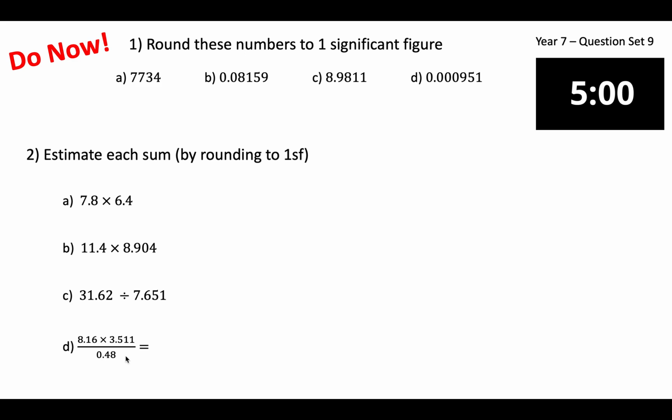So there's some rounding of significant figures. You need to pull that out of the back of your head if you can't remember. And then also some estimating. Now remember, with estimating, I've given you a huge little clue here. It's all about this thing, isn't it? It's all about rounding to one significant figure first. But anyway, that's enough of me talking. You've got 5 minutes starting now.